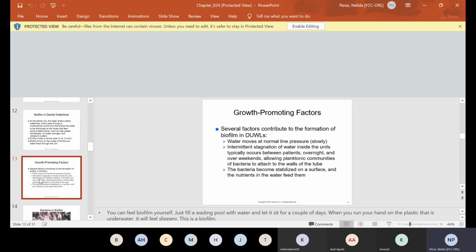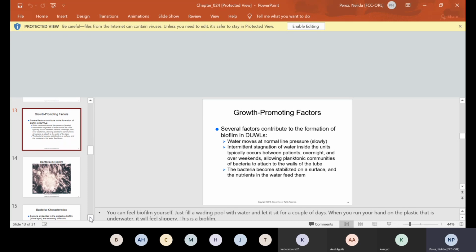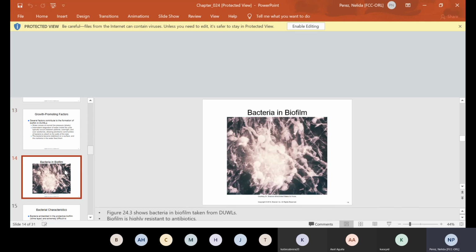Intermittent stagnation of water inside the units typically occurs between patients, overnight, and over weekends, allowing planktonic communities of bacteria to attach to the walls of the tube. The bacteria become stabilized on a surface, and the nutrients in the water feed them. So usually in the morning, let's say you don't work on the weekends and you come in on Monday morning, before you attach anything to any of the hoses or the air water syringe line, you want to run the hose. So if any stagnant water is left in the unit, it comes out first instead of you squirting it in the patient's mouth first.